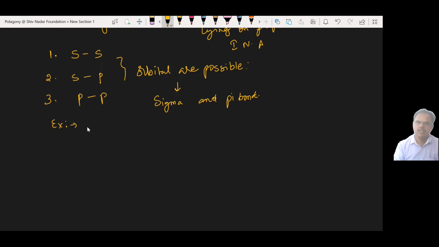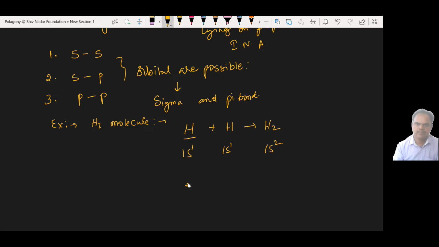Now let us take SS. This type of overlap is possible in the hydrogen molecule. One hydrogen atom combines with another hydrogen atom to form an H2 molecule. As you know, each hydrogen atom's electronic configuration is 1s1, and the H2 molecule is 1s2. Each hydrogen atom contains a single electron in an s orbital, so an unpaired electron is present.